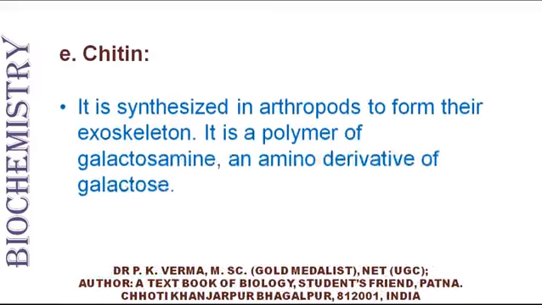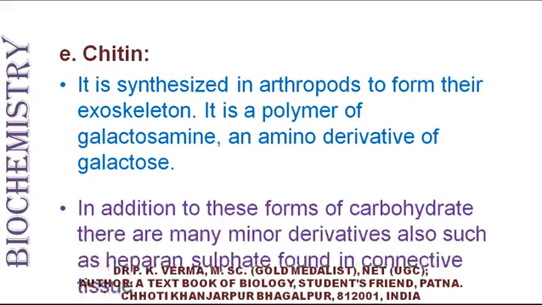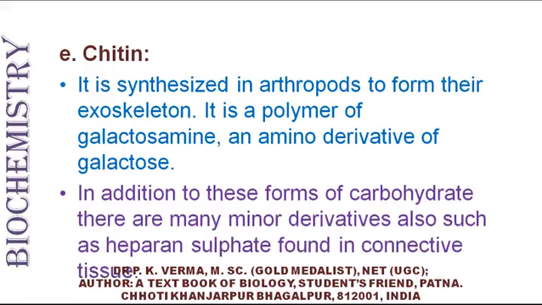Chitin is derived from galactosamine, that is amine derivative of galactose. They form an insoluble polymer and it is chemically very resistant. It cannot be digested easily by any animal's enzyme. However, bacteria can digest them. In addition to these forms of carbohydrates, there are many minor derivatives also, such as heparan sulfate found in connective tissues.